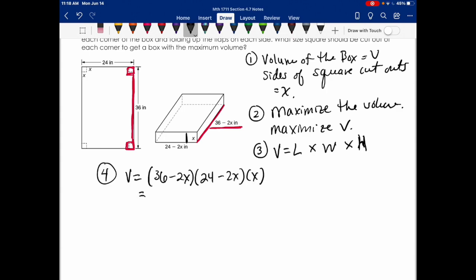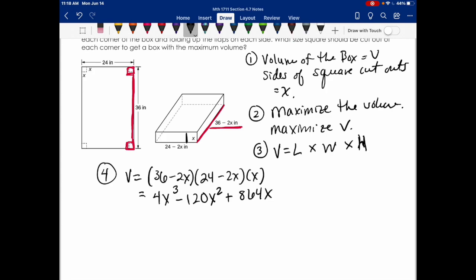Now when I multiply all that out and I clean it up, I'll let you guys do that as some scratch work off to the side. But after you multiply all that out and you combine like terms, you should get 4x to the third minus 120x squared plus 864x. Now we need to think about the domain.